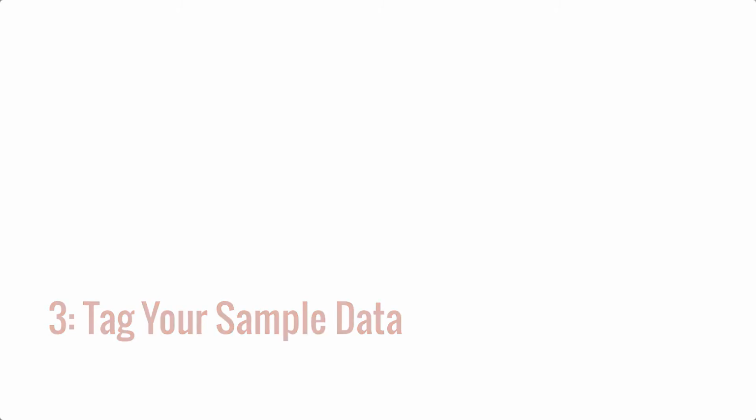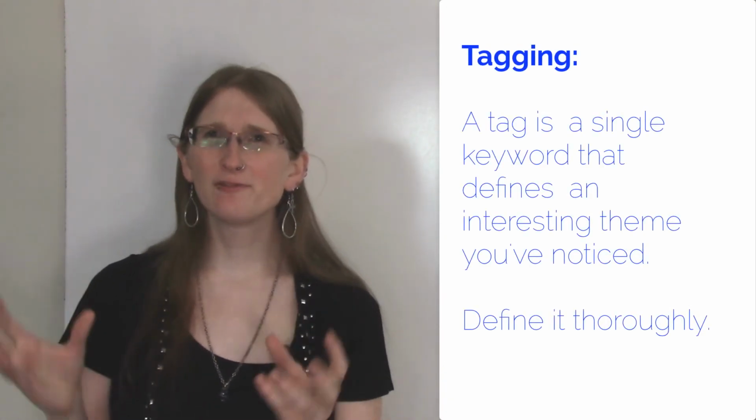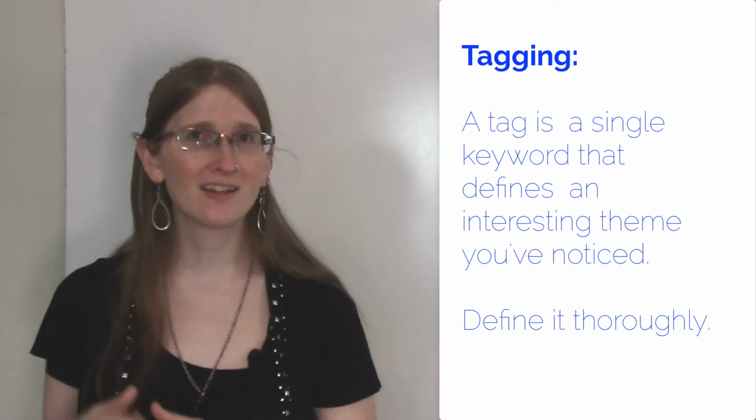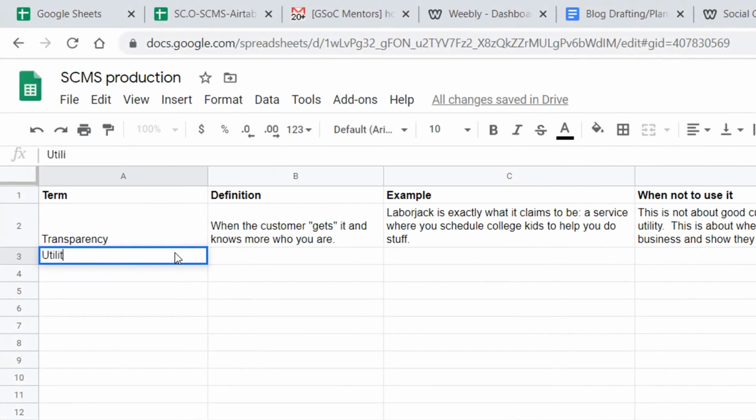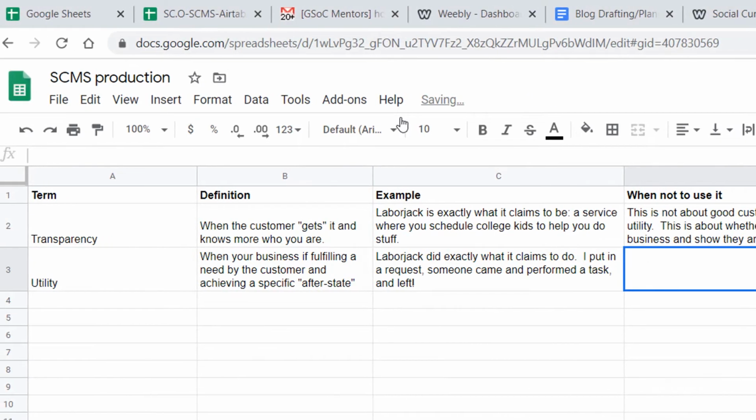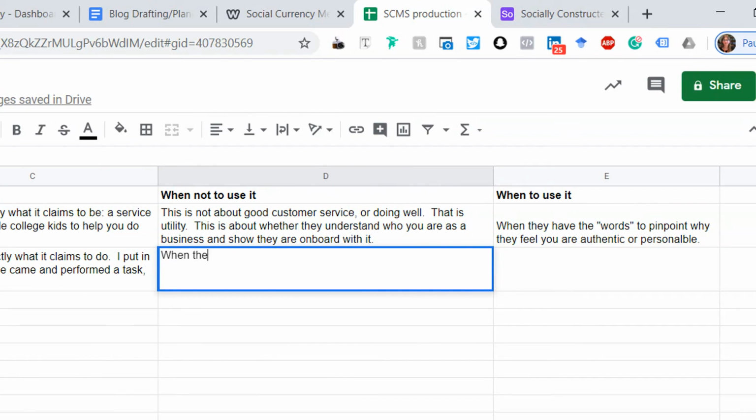To do this, just start reading through the comments. If something comes out as interesting, try to come up with a single keyword that defines that theme or that concept. Place it down in your Codex, define it, add when you would use it and when not to use it, and then continue using exactly that keyword throughout the rest of the system. The Codex is the most important part of the social currency metric system, especially if you're going to be collaborating with a team of other people.